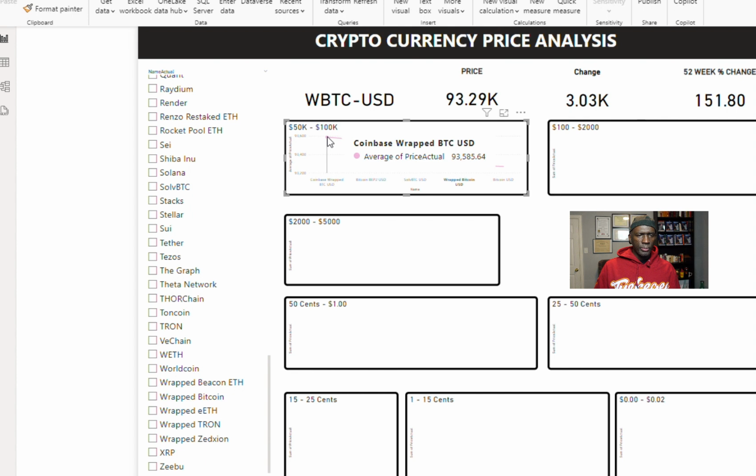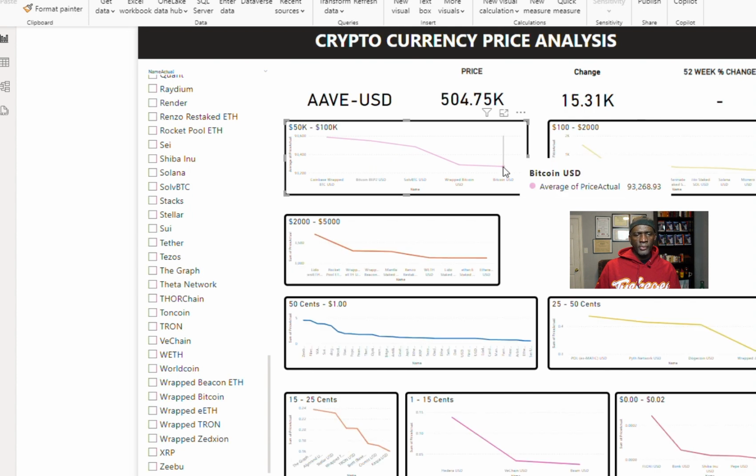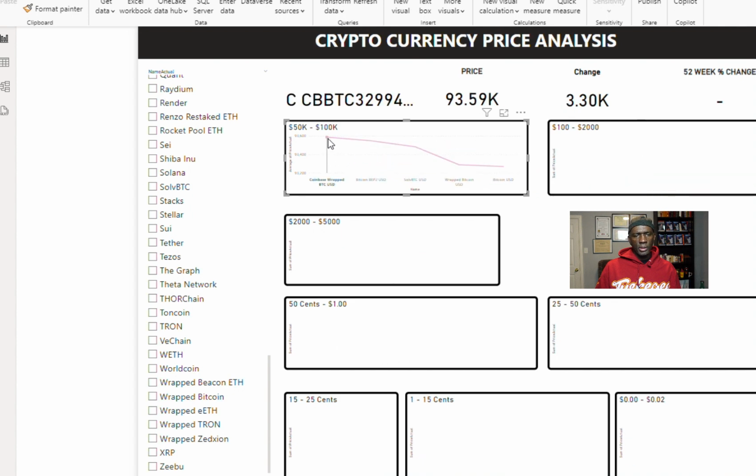Now, if I look at the top of this graph, it says 50K to 100K. That's how much each one of these cryptocurrencies is worth in this particular graph, $50,000 to $100,000. So down at the bottom, this one should be somewhere around 50,000 and 93,000. So this title is actually wrong, because let's see. No, it's not wrong. Let's see what we're looking at here. No, that's right. 50,000 to 100,000.